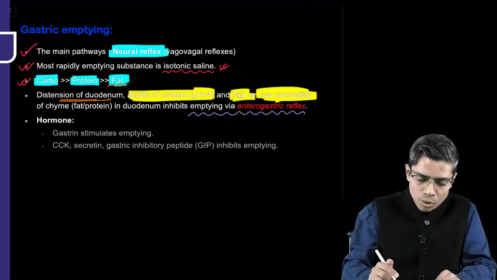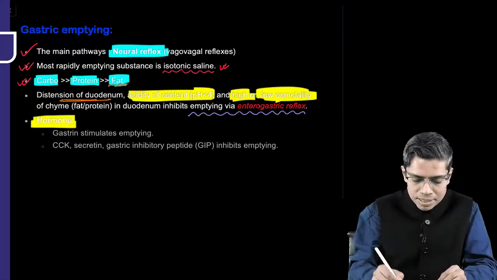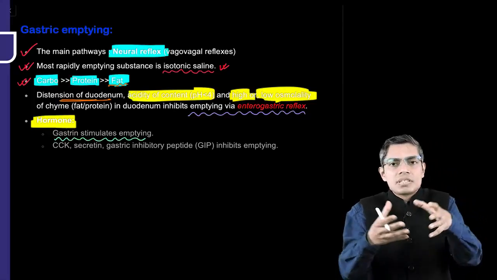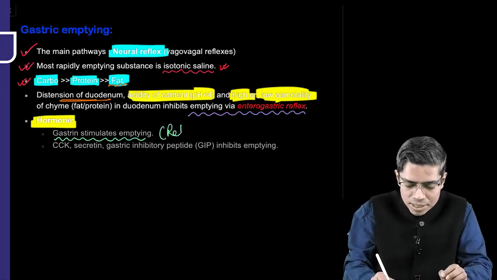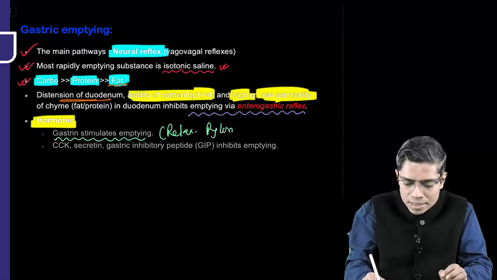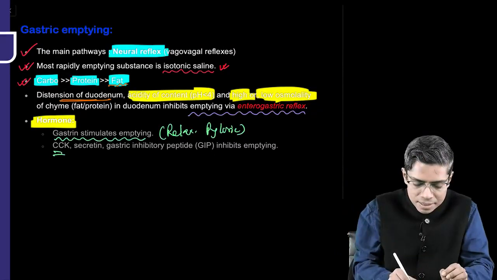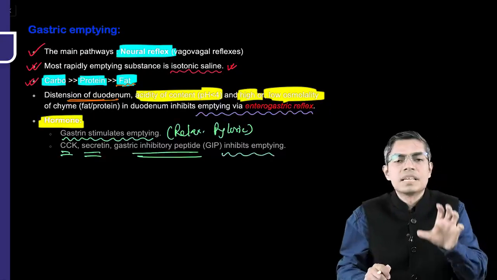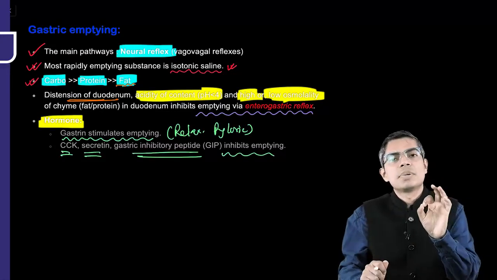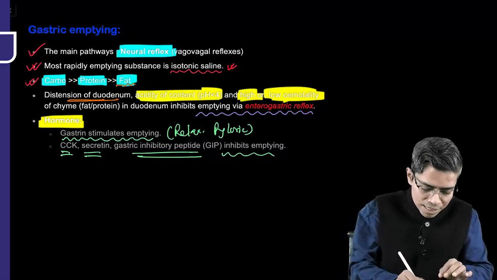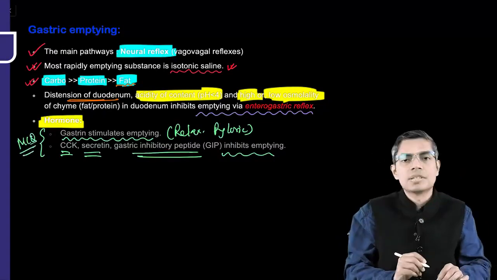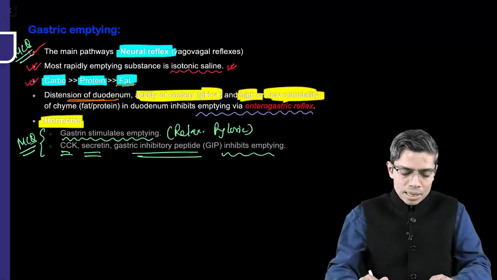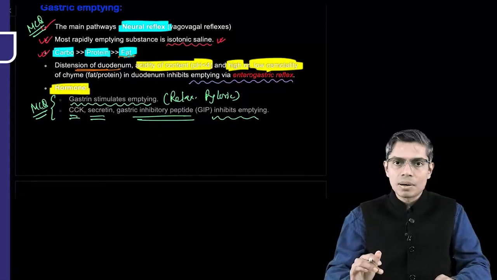Apart from this, certain hormones you also have to remember, right? For example, gastrin stimulates the emptying of the stomach, means gastrin causes relaxation of the pyloric sphincter. And CCK, secretin and GIP inhibit gastric emptying, means they cause contraction of the pyloric sphincter. Very, very important. I'm telling you, these are very, very important for your MCQ. Not only that, this information is also important for your MCQ. So this is all about gastric motility, and this finishes our motility chapter.